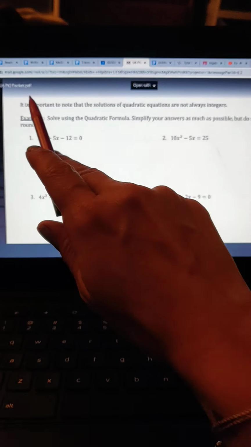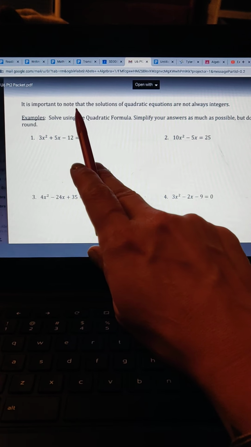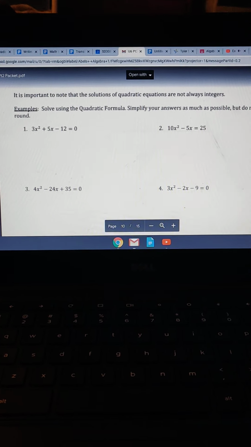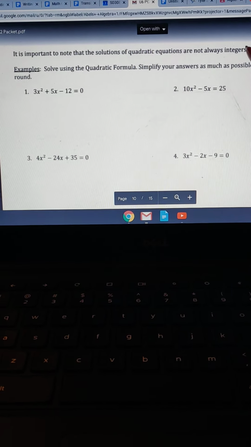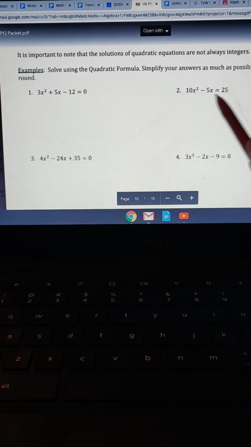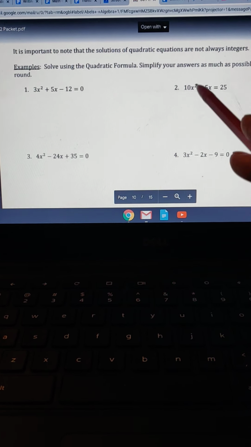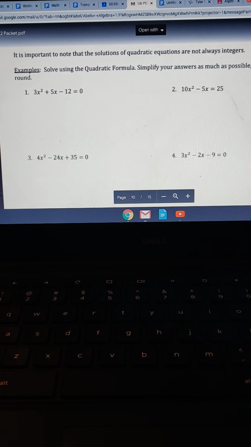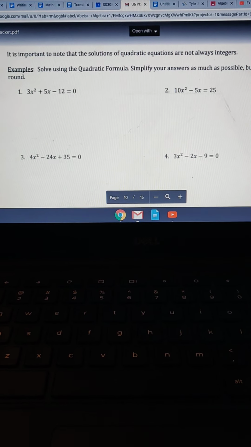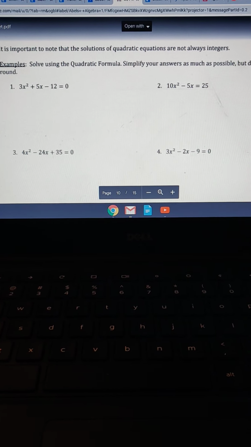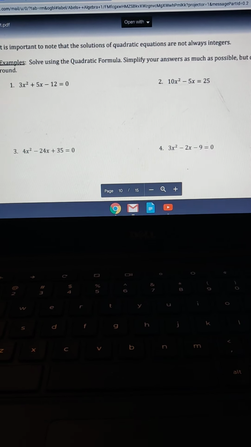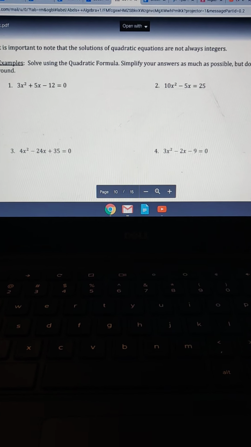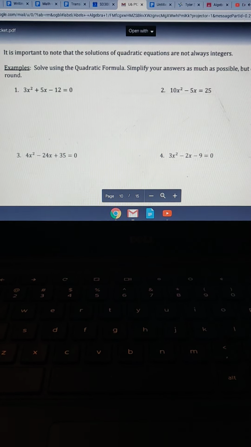If you notice up here in the directions it says it's important to know that the solutions of quadratic equations are not always integers. What that means is when we solve something, see how we have an equation here, and it has an equal sign, that means we're going to be solving essentially for what x equals. So our answer is not always going to be a number. An integer is a number, and that's okay. We don't always have to get integers. So hang tight with me.